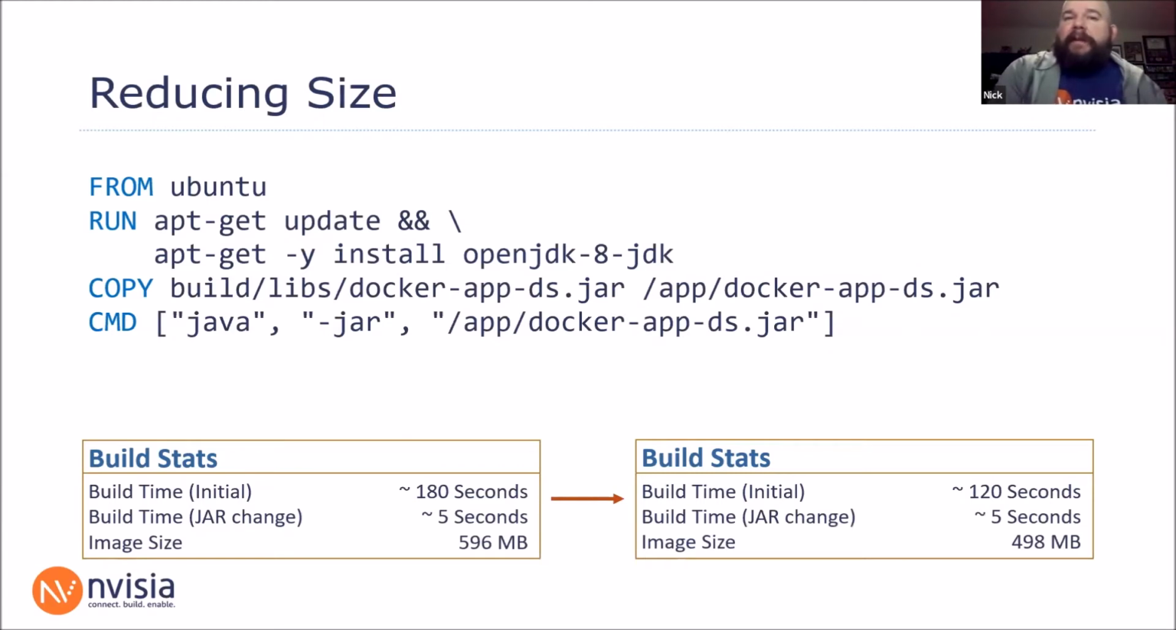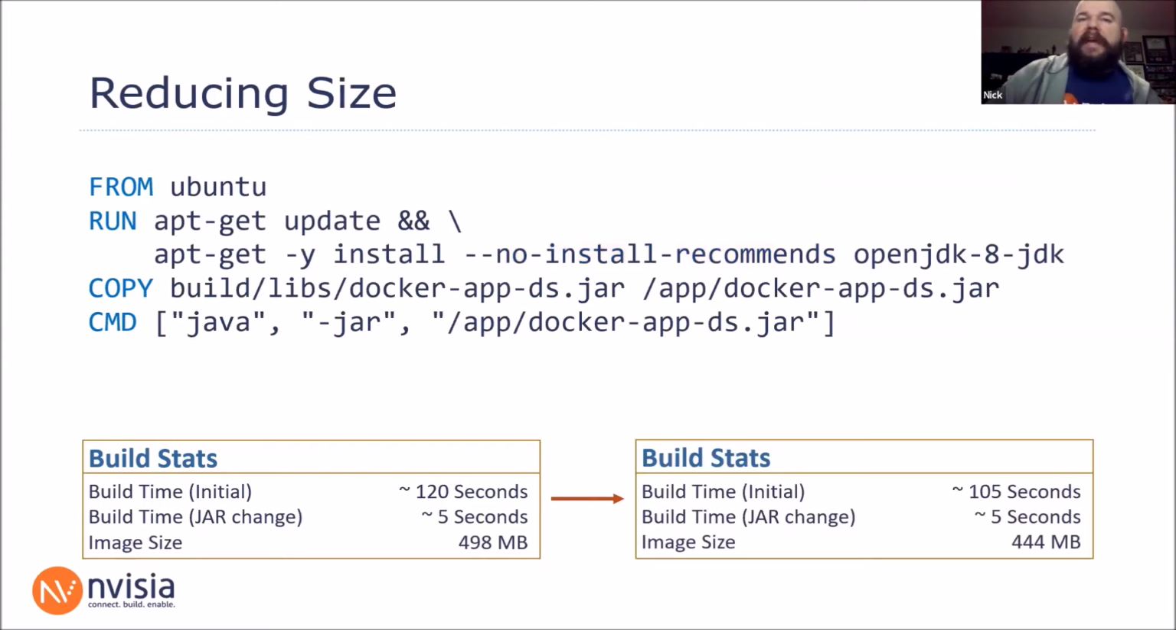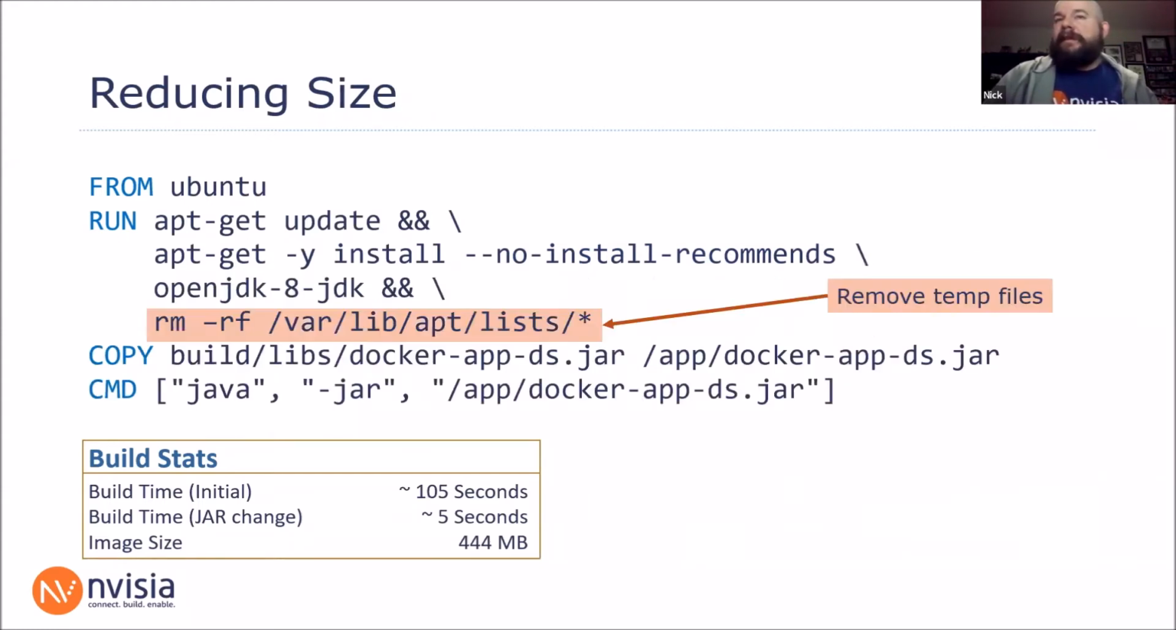That drops a minute off our build time, and it drops almost 100 megs off the image size. Next thing we're going to do is we're only going to install required components. So we're going to add this command as we're installing Java that says, don't install anything just because it's recommended, only give me required components. So only the required pieces I need to install Java. That is going to get me down another 15 seconds, and it's going to drop about another 50 megs off our image size. And the last thing we're going to do is remove any temp files.